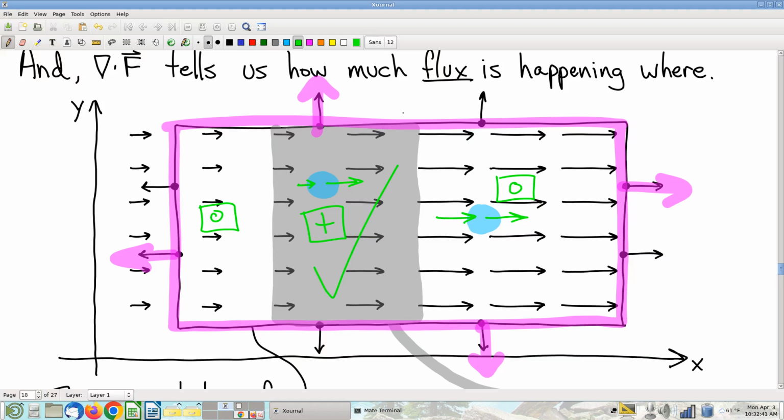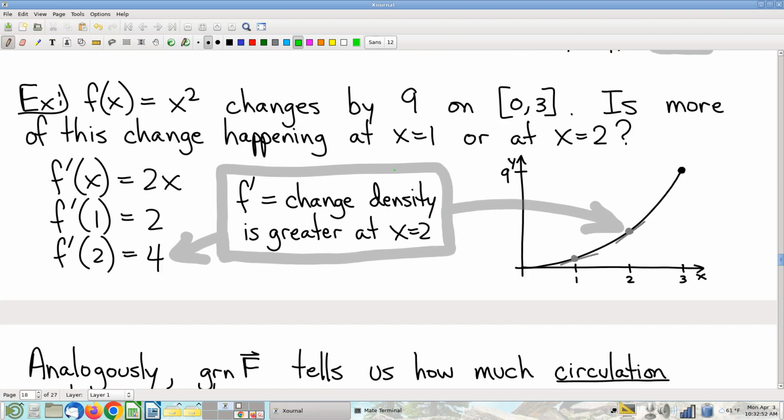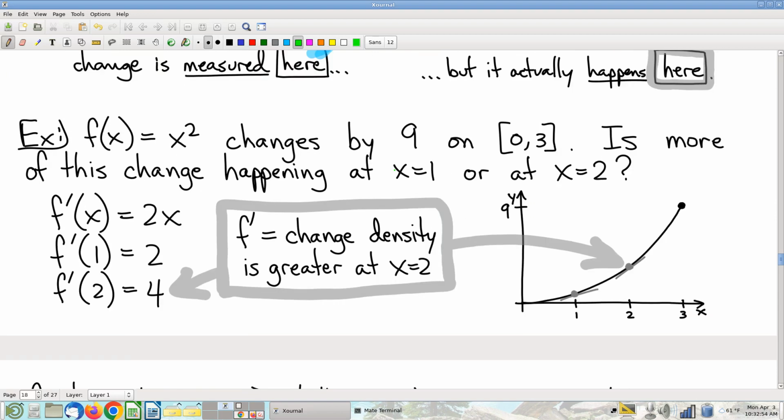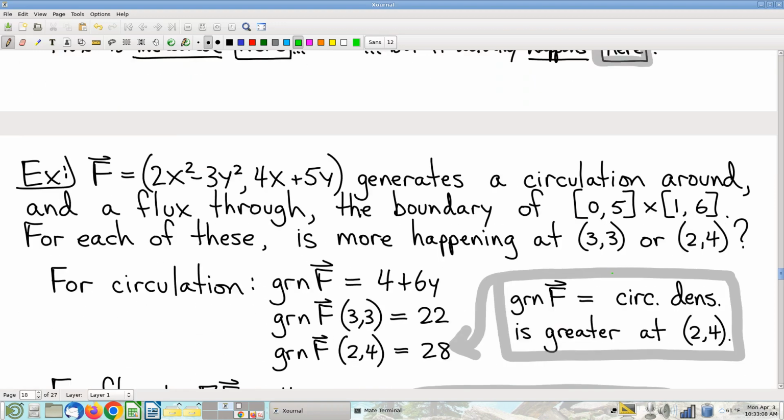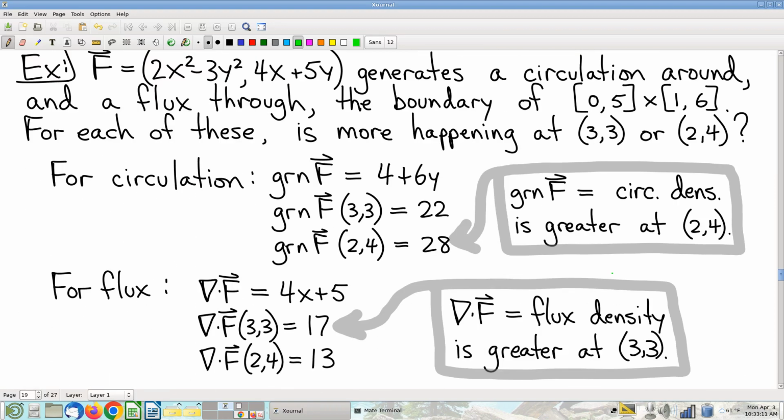Yeah, you detect it on the boundary. Of course you do. But where is it actually coming from? Where is it really? It's in the interior where the divergence says it is. So in the same way that we used the derivative here to numerically quantify that there is more change happening in this vicinity and less change happening in that vicinity, likewise, we can do the exact same thing with Green's operator and with 2D divergence.